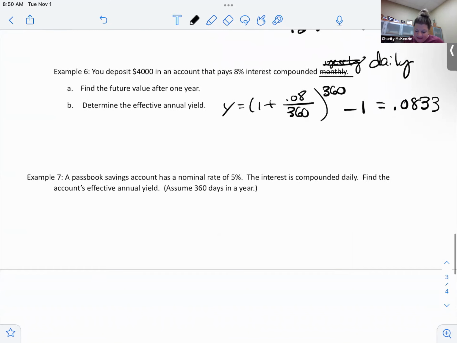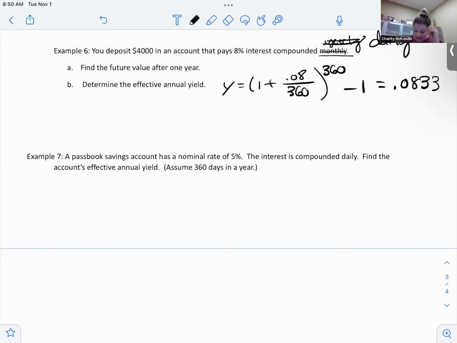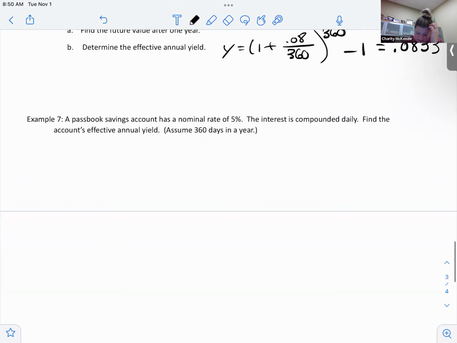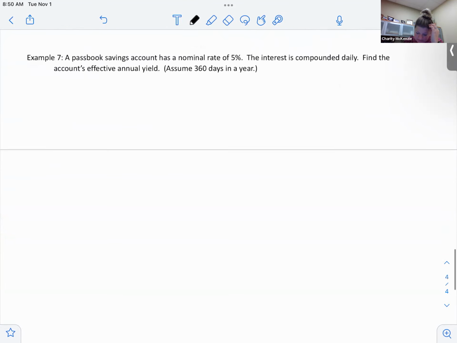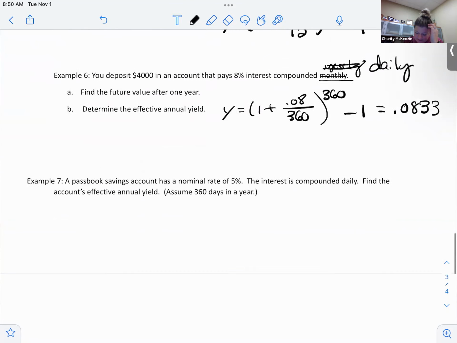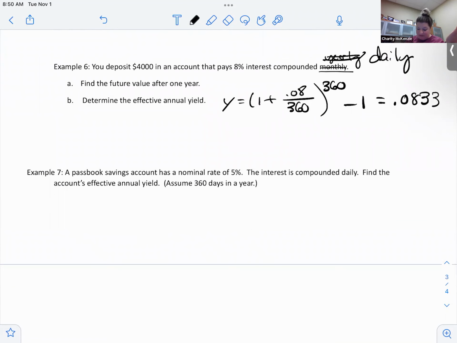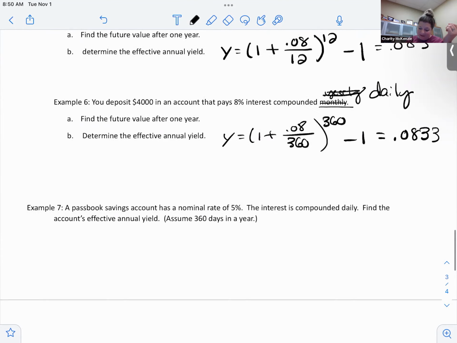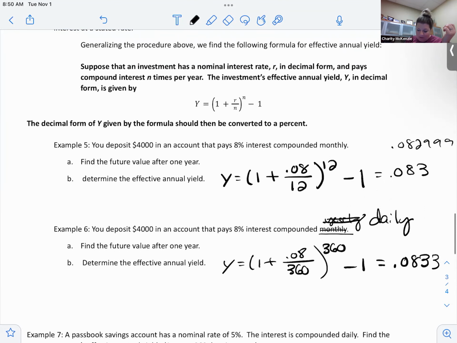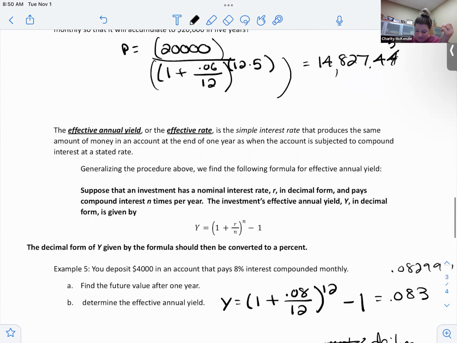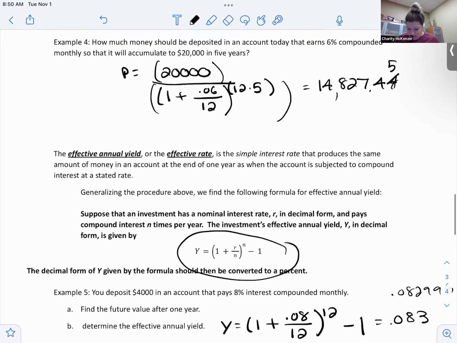A passbook savings account has a nominal rate of 5%. The interest is compounded. Find the annual yield. This was just an effective annual yield. I think we're good. So this one isn't as common as all the other parts of this, but it is great to know a way to compare your rates. Okay. All right.